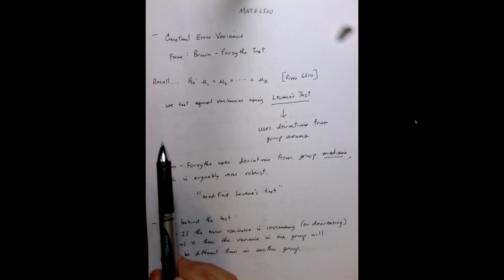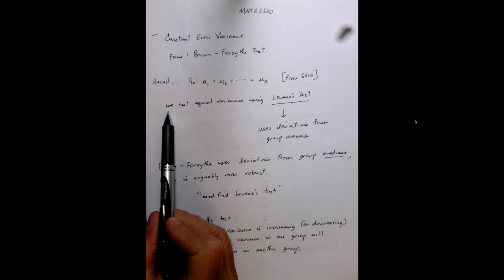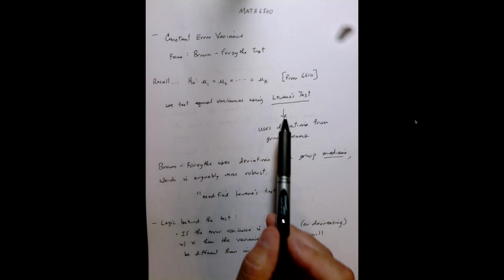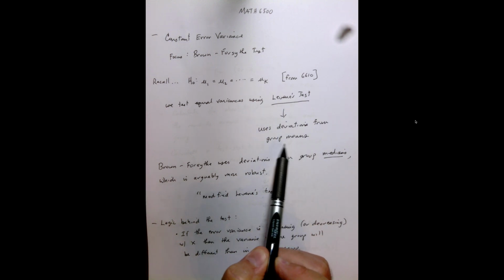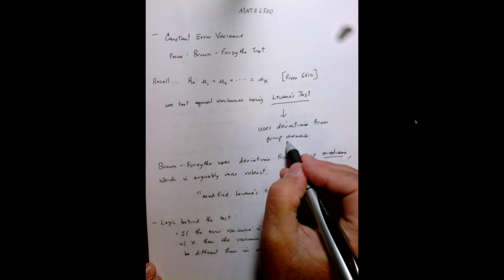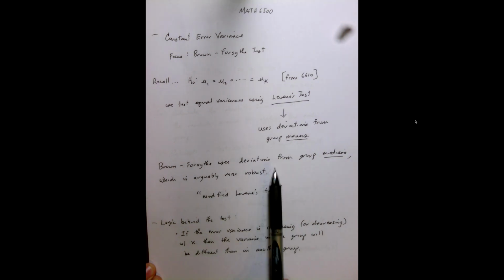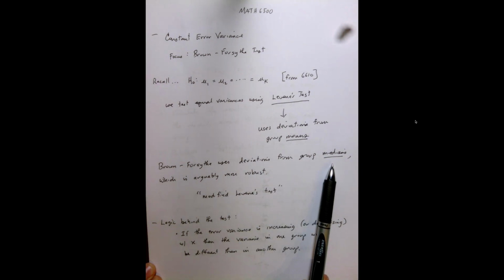Well, from your study of ANOVA, if you took 6610, you were taught that one of the assumptions is equal variances. So to test the assumption of equal variances, we often use Levene's test. And Levene's test just uses deviations from the group means and creates a very clever process. Brown-Forsyth is just a modified Levene's test where instead of looking at the deviation from the group means, it examines the deviation from the group medians. So arguably, we end up with a test that is more robust.